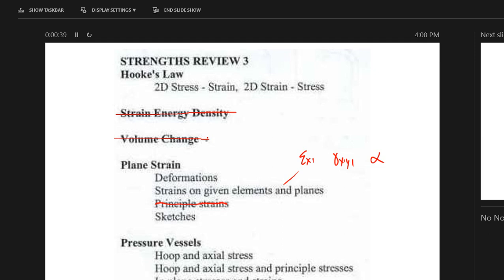And then we did plane strain, which is that biaxial strain stuff. So deformations, strains on given elements and planes, which is epsilon x1, gamma x1y1, and alpha. And that could be sketching, okay?